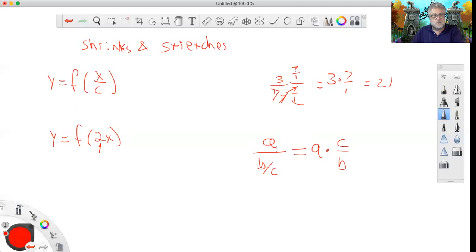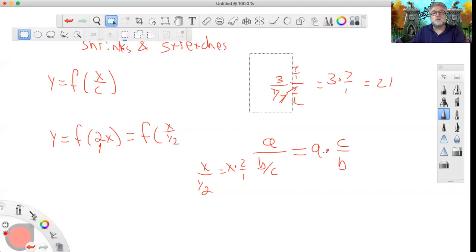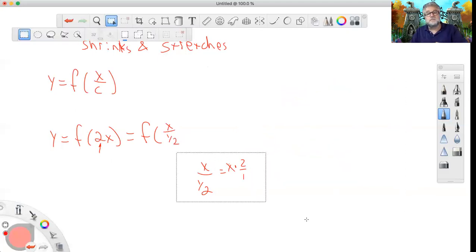Okay? So 2x here, well, that's kind of like I had x over 1/2, and I flipped it and stuck it into the numerator. And that's exactly what this is. So when you see something like f of 2x, you got to put this in this form so that you'll get it right and you won't get it backwards. So I'd write this as f of x over 1/2. And you'll see why that's important when we talk about what these rules mean. Okay?